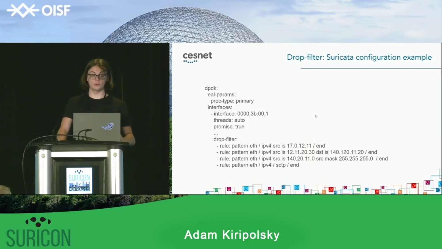Here we can see how the rules are configured inside the Suricata YAML. Under the DPDK section, we can see the interface list, and under the specific interface, we have the drop filter section where we specify the patterns we want to drop in the NIC one by one. For example, here we have multiple rules that drop specific IP addresses, either source and destination, or some source with this mask defined.